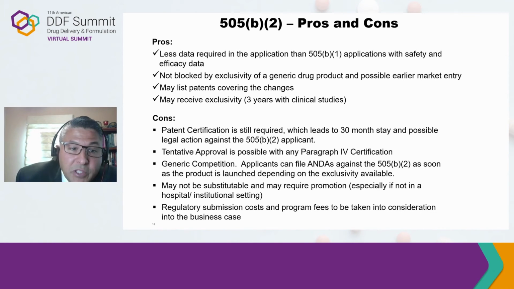And the regulatory submission costs and program fees need to be taken into consideration in the business case, especially if there's a specific product you might be developing with multiple strengths, 4 or 5 strengths. Then you're going to be paying the one-time submission fee, and then you're going to pay the yearly fee on each of the different strengths.